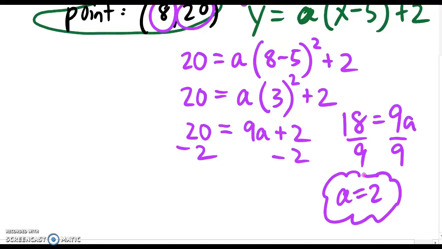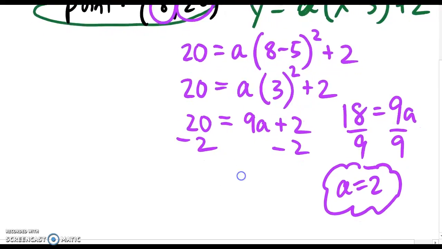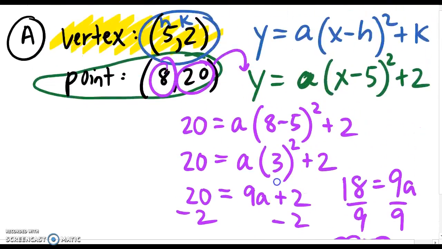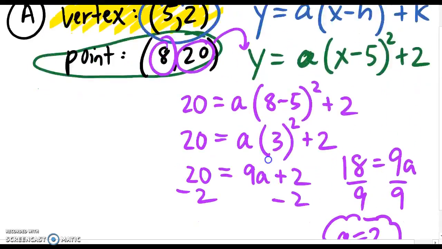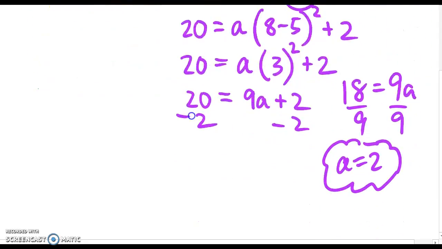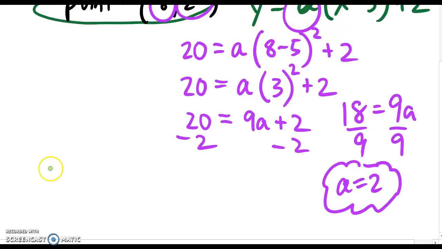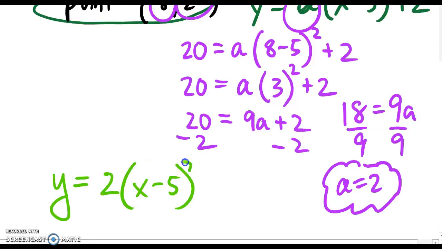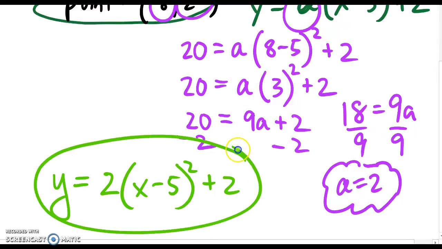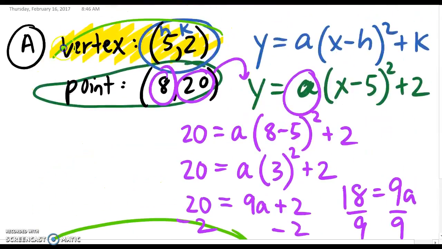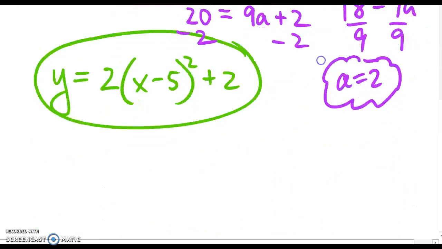Then we go back to the equation and finish it off. It was (x minus 5) squared plus 2, but now we need to include the a term, which is 2. So the equation is y equals positive 2 times (x minus 5) squared, plus 2. And that is the equation that fits that original information. Okay, let's try one more here.